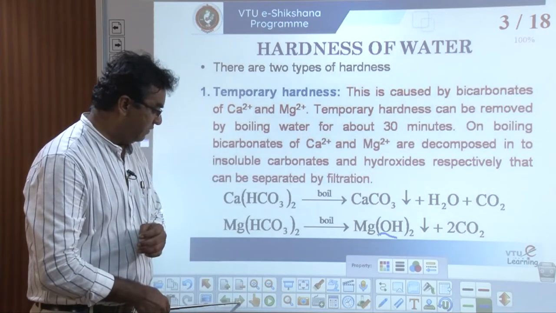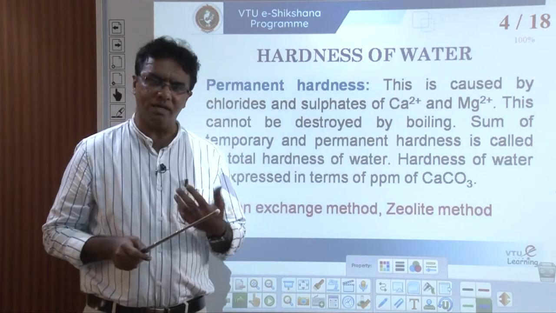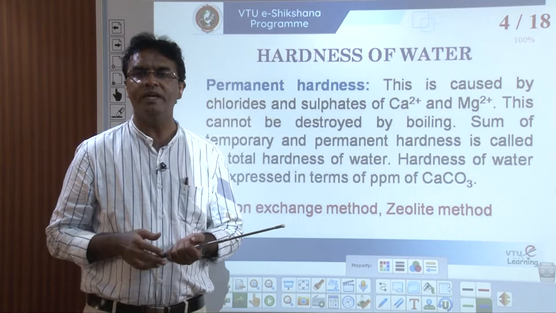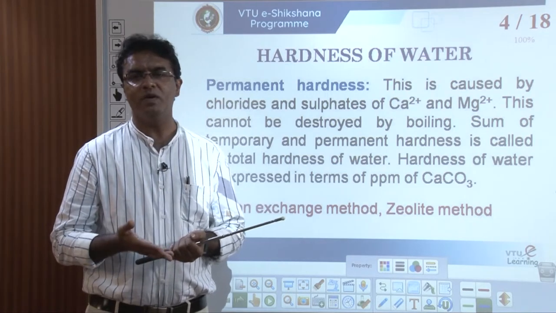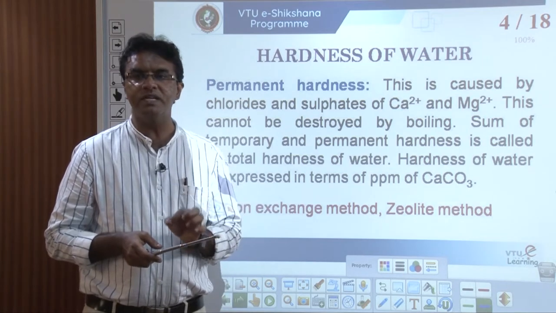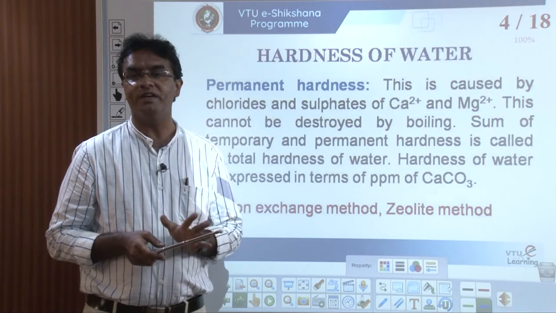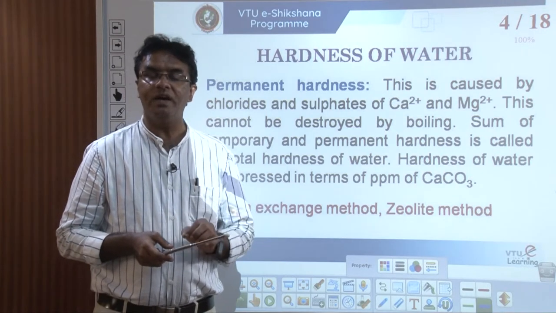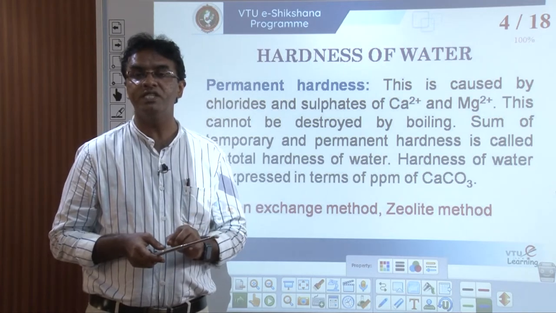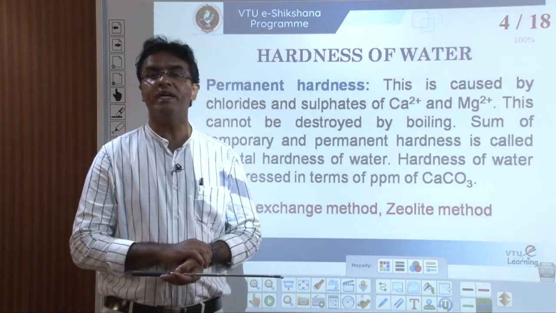Whereas, the other kind of hardness is called permanent hardness. Whenever the hardness is caused by chlorides and sulfates of calcium and magnesium, that is calcium chloride, magnesium chloride, calcium sulfate and magnesium sulfate, if these salts are present in water, then that kind of hardness is called permanent hardness. That means, if the hardness of any water sample is caused by chlorides and sulfates of calcium and magnesium, then that kind of hardness is called permanent hardness.